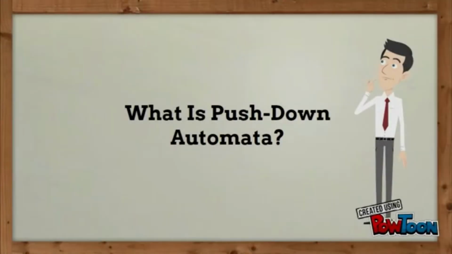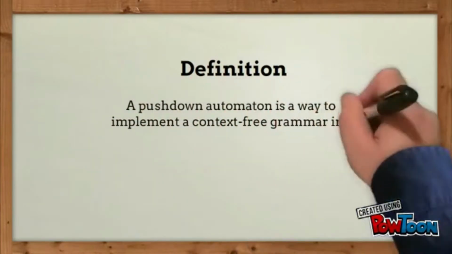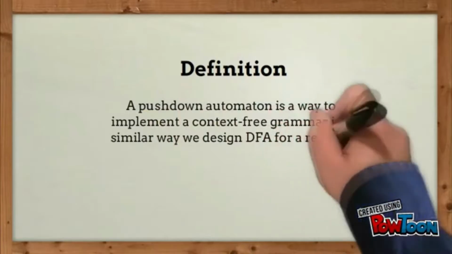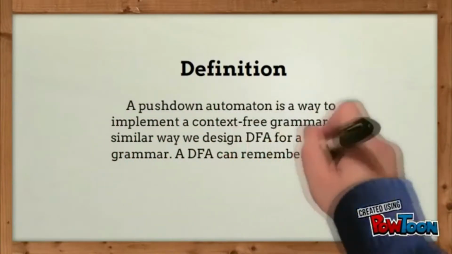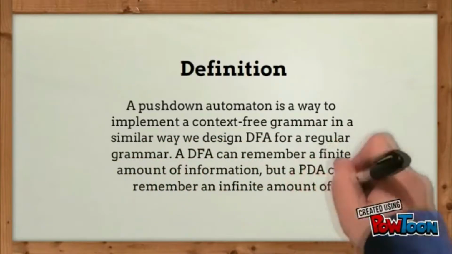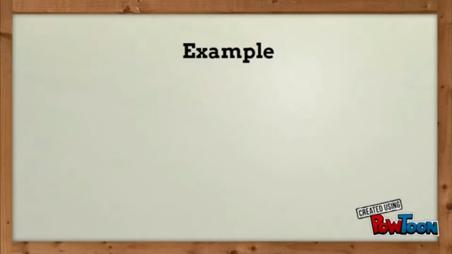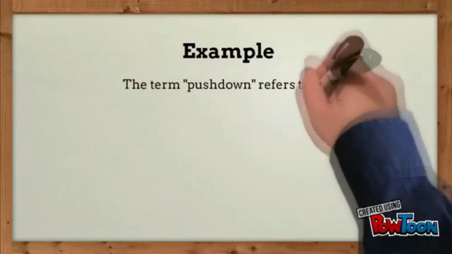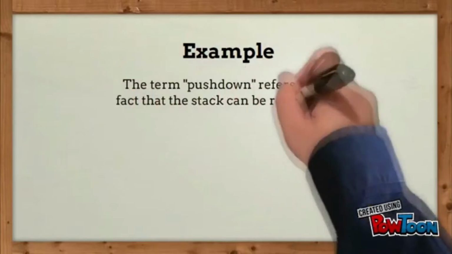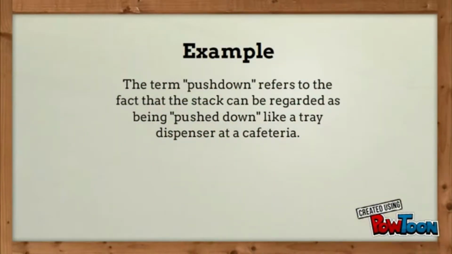So, what is push-down automata? A push-down automata is a way to implement a context-free grammar in a similar way we design DFA for a regular grammar. A DFA can remember finite amount of information, but PDA can remember an infinite amount of information. The term push down refers to the stack of tray which can be pushed down so that we can add more tray into it, like a tray dispenser at a cafeteria.